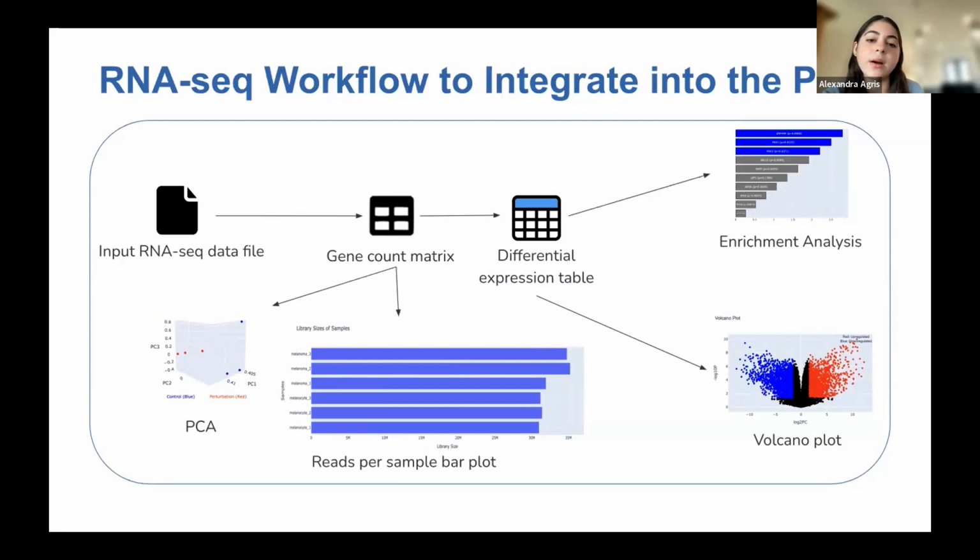Here is a visualization of the overall workflow that was added to the Playbook. Users upload their RNA-seq data tables as gene count matrices. This data is visualized with a PCA plot and a library size plot. Further analysis can be performed by computing differential expression between two groups of samples and then performing gene set enrichment analysis.